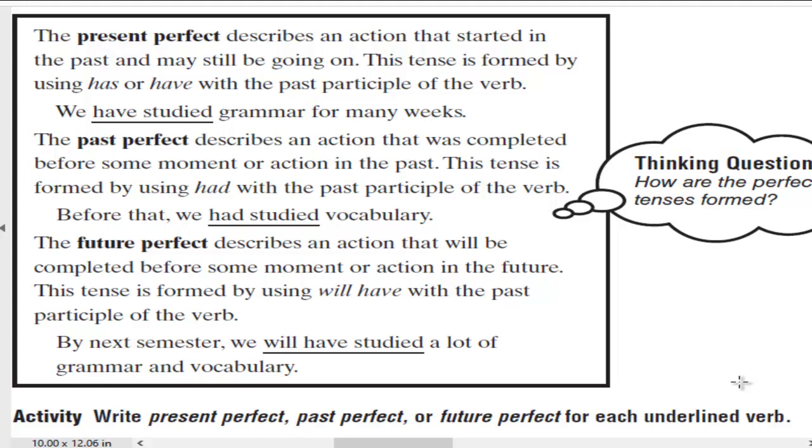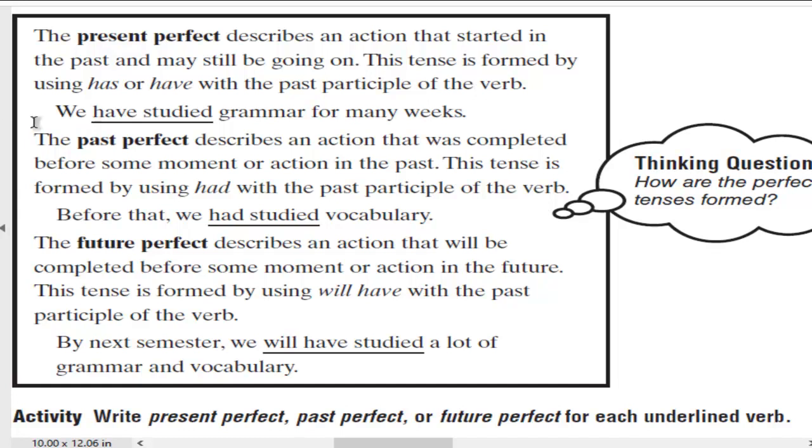Today we'll have a grammar lesson about perfect tenses. So let's start our lesson. The present perfect describes an action that started in the past and may still be going on. This tense is formed by using has or have with the past participle of the verb.